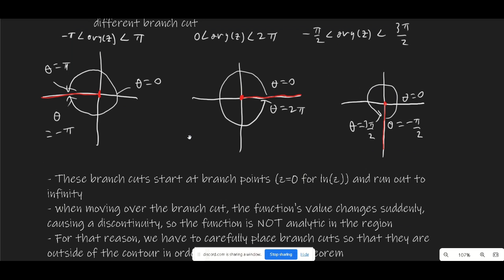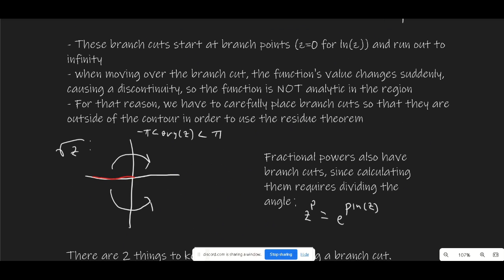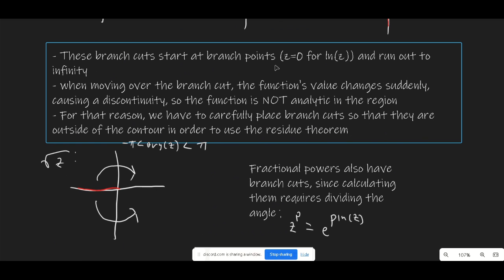So each branch cut is going to start at a branch point. Now the branch point is usually going to be z equals 0 for ln z and run out to infinity. Now, of course, if you have a function like ln(z + 1), then your branch point is going to be whatever makes the input of ln z 0. So it would be negative 1 in that case.